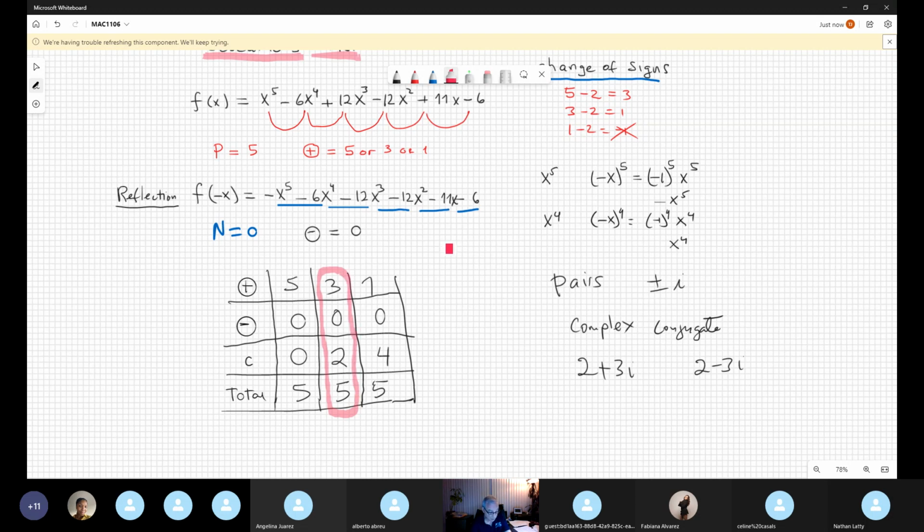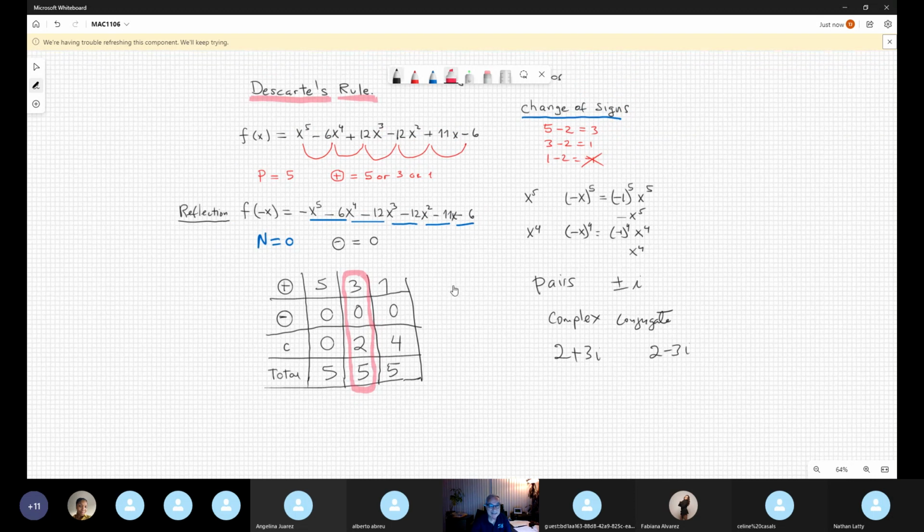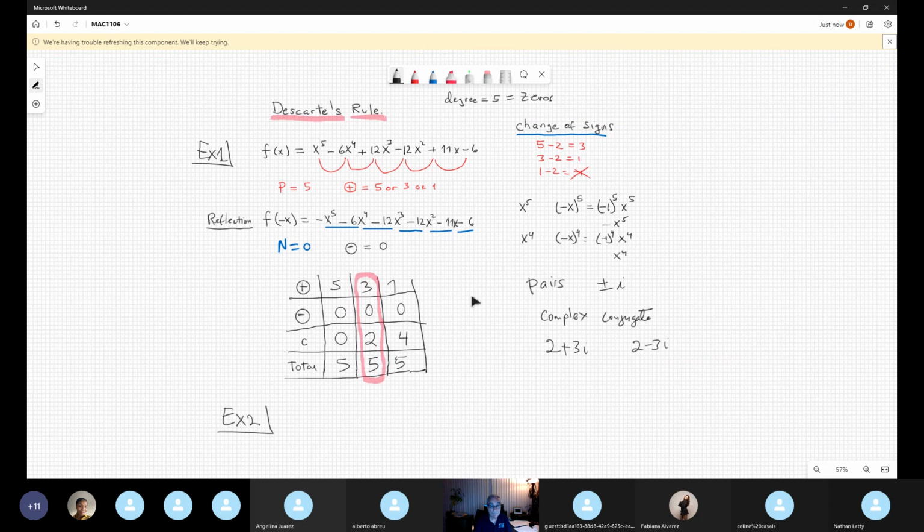Well, another example. In a few seconds, on my page here, I have the solution of this problem. Okay. Let me try another example. This was example 1 of the Descartes rule. I want to do another example, example 2. Any question on the Descartes rule? You find P, you find M, you find the degree.